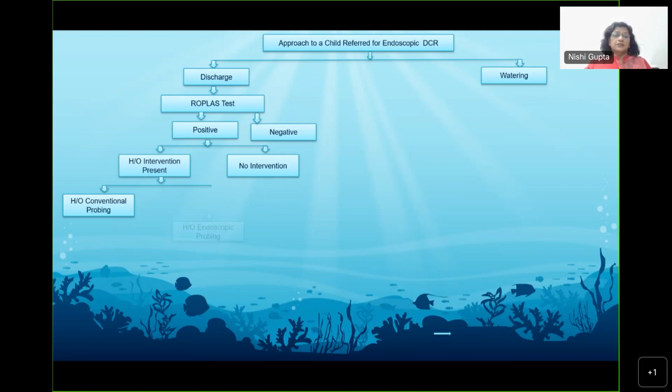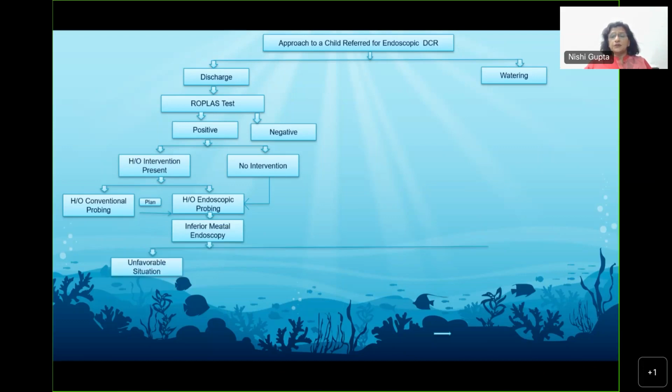Or the patient might have history of endoscopic probing and still have epiphora. So it is important for us to know why. Because if there is conventional probing history, then we plan endoscopic probing. And if there is no intervention, then also we plan endoscopic probing. If the patient has already undergone endoscopic assisted probing, then we examine the inferior meatus.